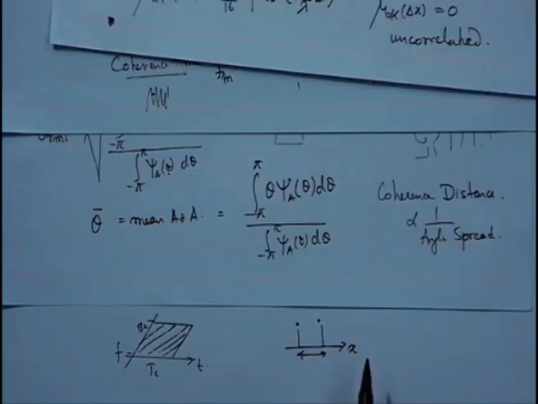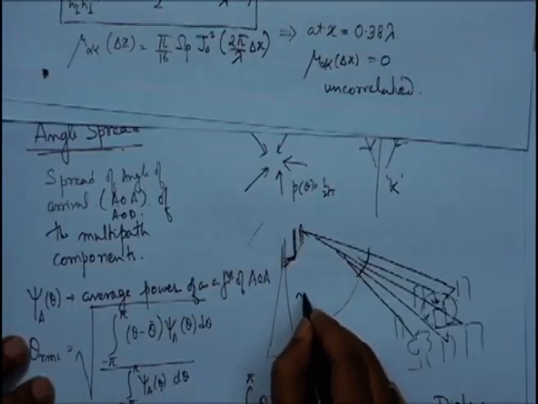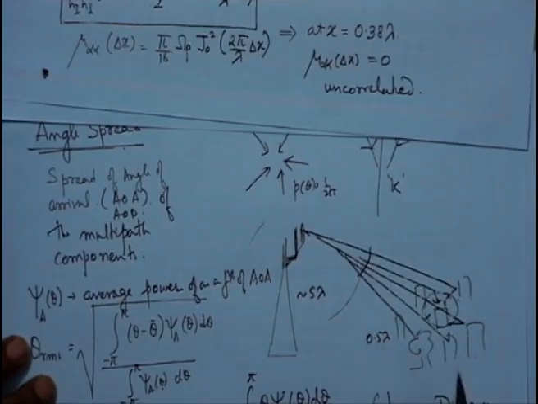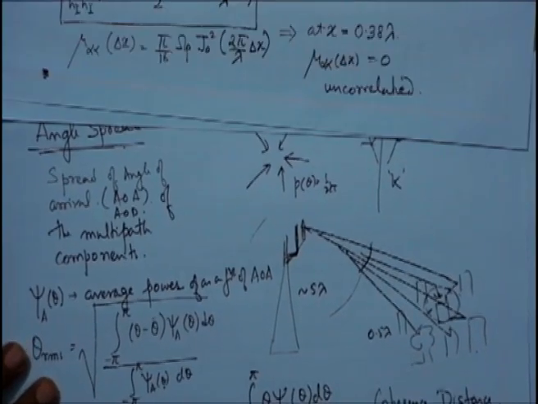So usually we would find that the coherence distance at the base station, in this particular picture, is roughly, let's say, 5 lambda, whereas here it would be nearly 0.5 lambda roughly. I mean that's how it is.